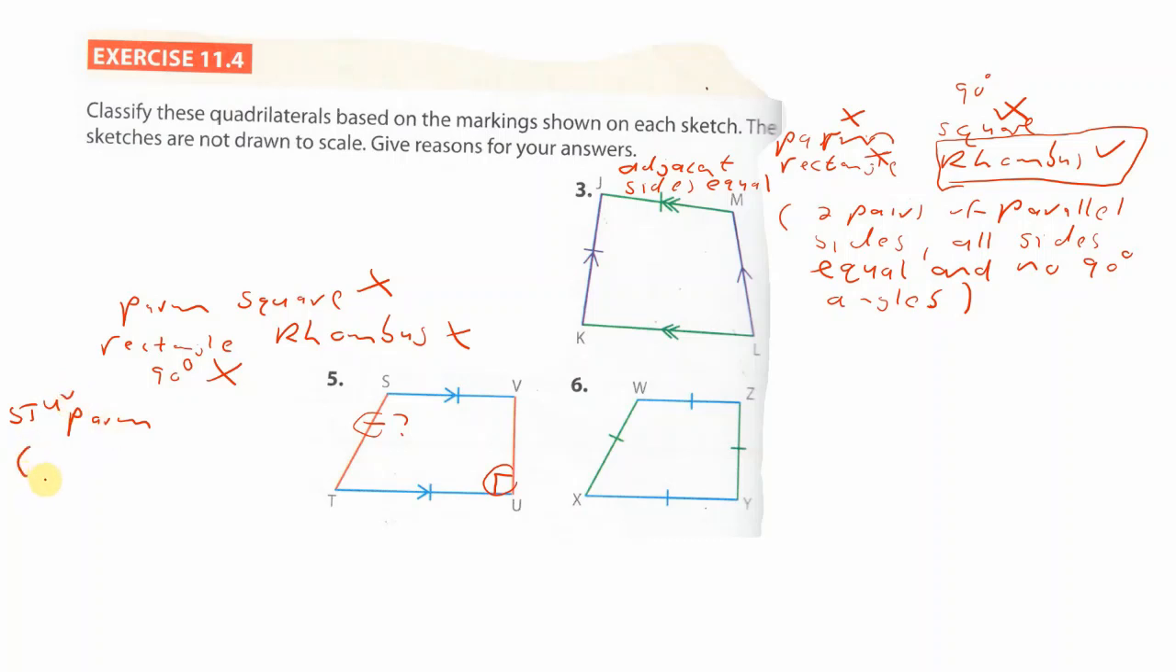and the reason is that we have opposite sides parallel. Okay, this is the symbol actually for parallel that is generally accepted. So opposite sides parallel, opposite sides equal, and no 90-degree angles.